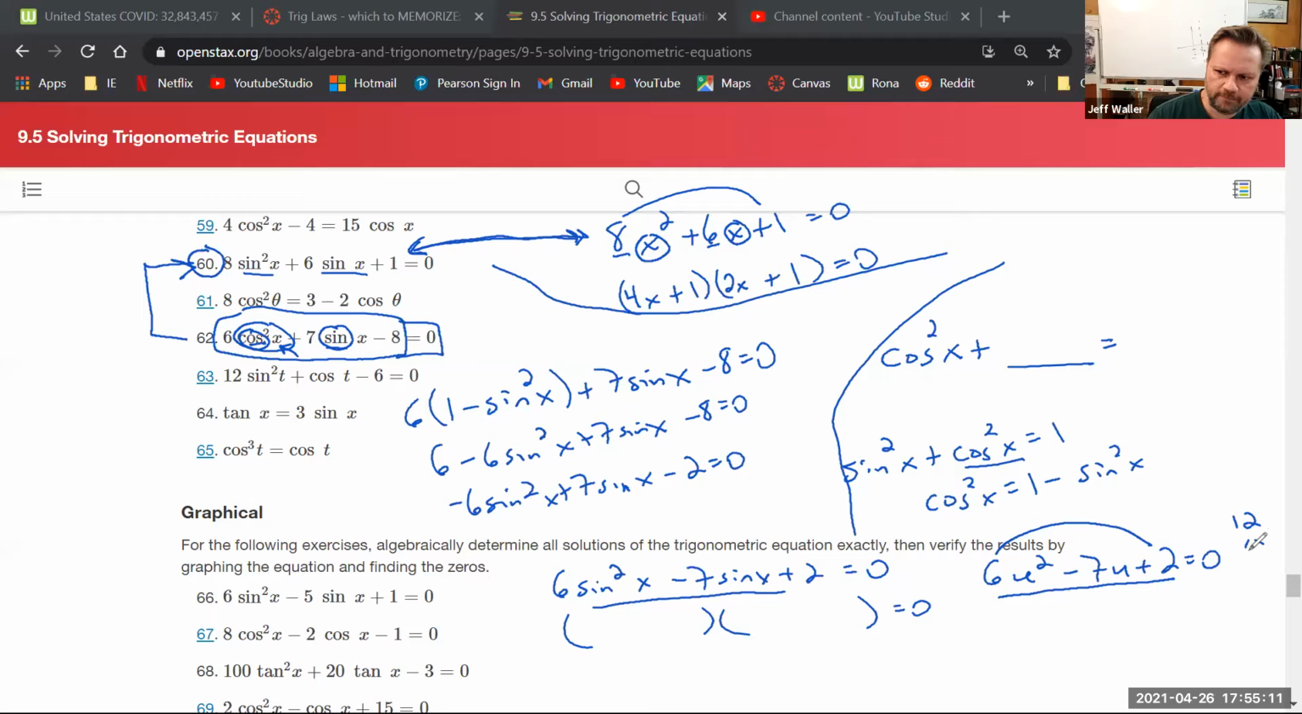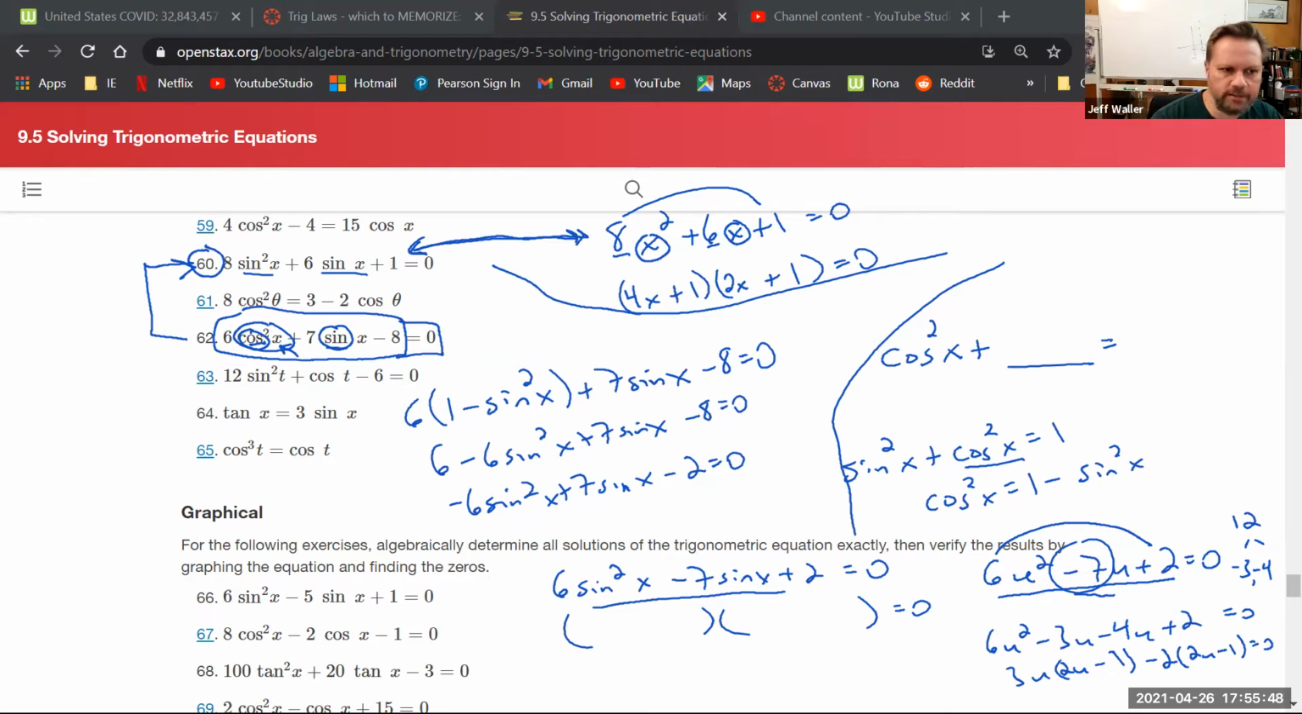Anybody help me out? What do you do with the 12 over here? 3 and 4. 3 and 4, I like it. And they both have to be negative. So you get that to be a negative 7 in the middle, right? So then, you take a 3u out, u minus 1, and I take a 2 out. You left a 2, Jeff. There you go. Take a negative 2 out, 2u minus 1.